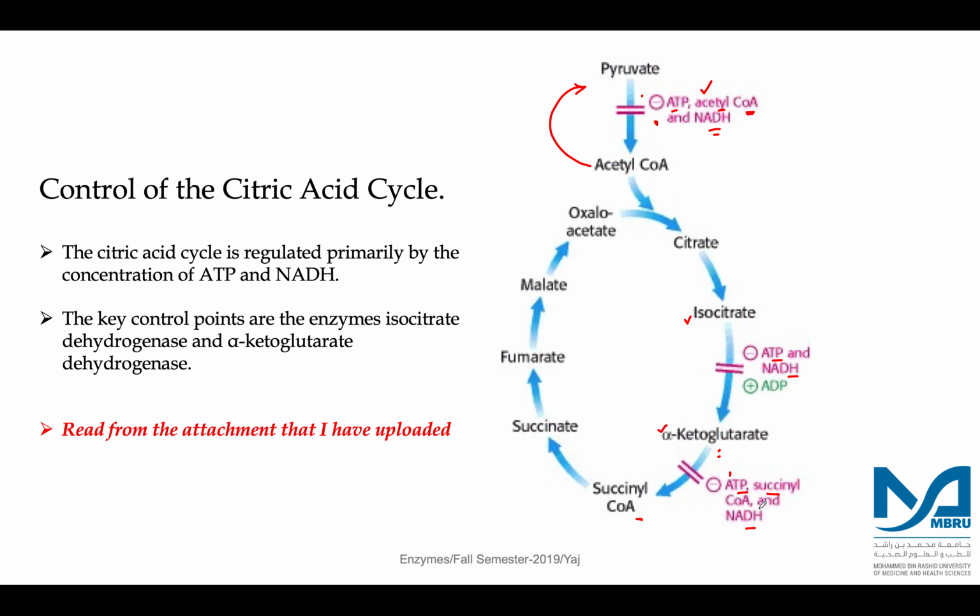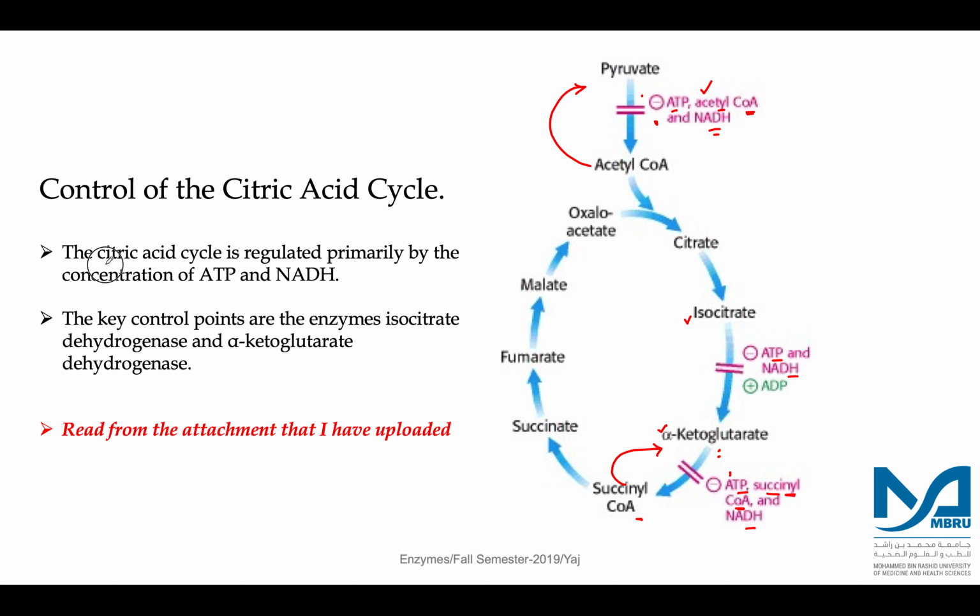In case of alpha-ketoglutarate dehydrogenase, it is also inhibited by coenzyme A. Of course, in this case, it is succinyl coenzyme A, which is the product. And both the enzymes are inhibited by NADH. So you can look at the functional similarity between pyruvate dehydrogenase and alpha-ketoglutarate dehydrogenase. They are not only structurally similar, but they are also functionally similar.